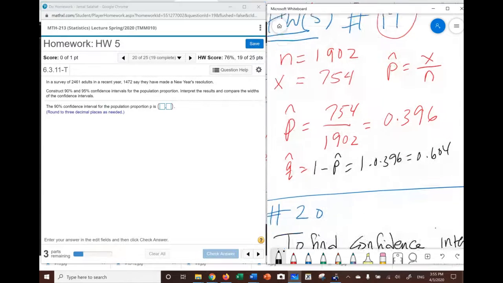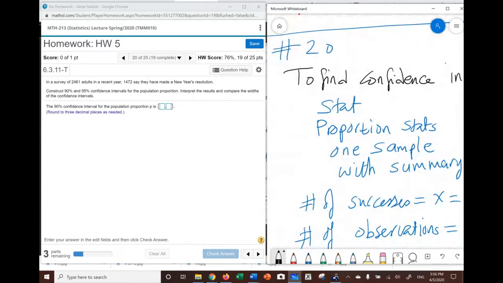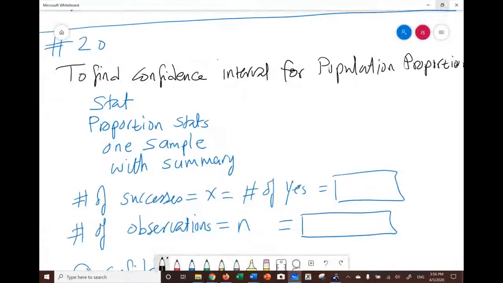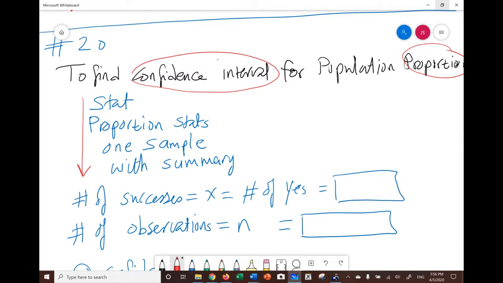Now, when we go to 20, let's see what 20 wants. They are asking us to calculate confidence intervals for a proportion. Before I do that, let me make this window big and talk a little bit about it. To find the confidence interval for a proportion, you use StatCrunch and follow these steps. Open StatCrunch and press Stat, then Proportion, go down to One sample, with summary, and you're going to see two boxes to fill.